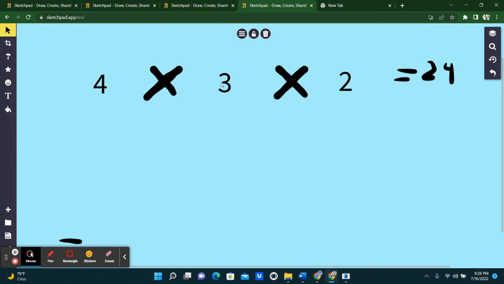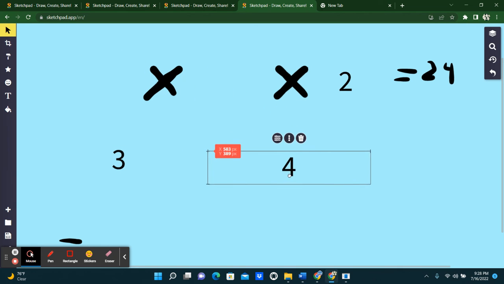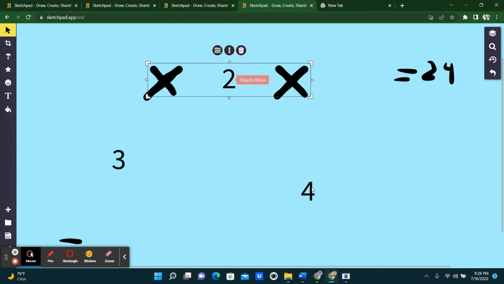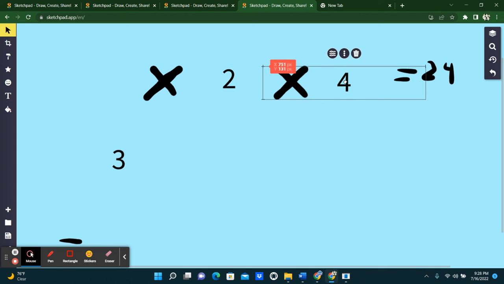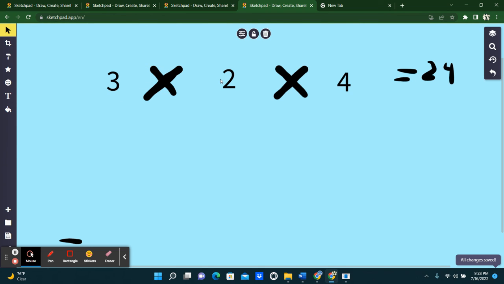4 times 3 is 12. 12 times 2 is 24. All right, let's try it one more time. Let's go the 2 here, the 4 here. It really doesn't matter. We're going to put them up here in a different order. So I got 3 times 2, which is 6, times 4, which is 24.